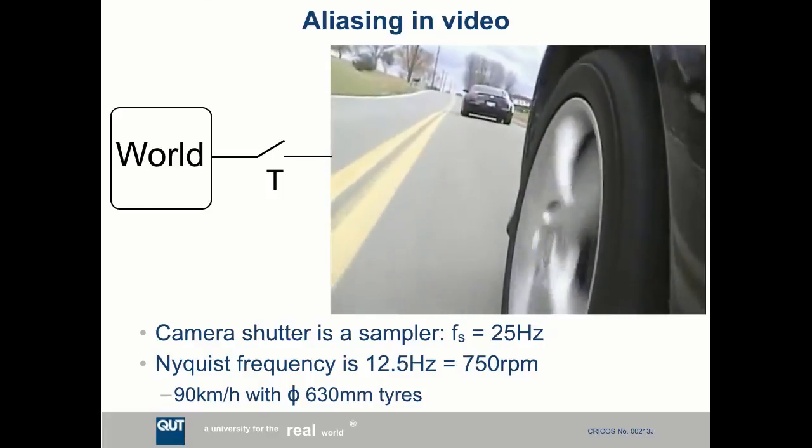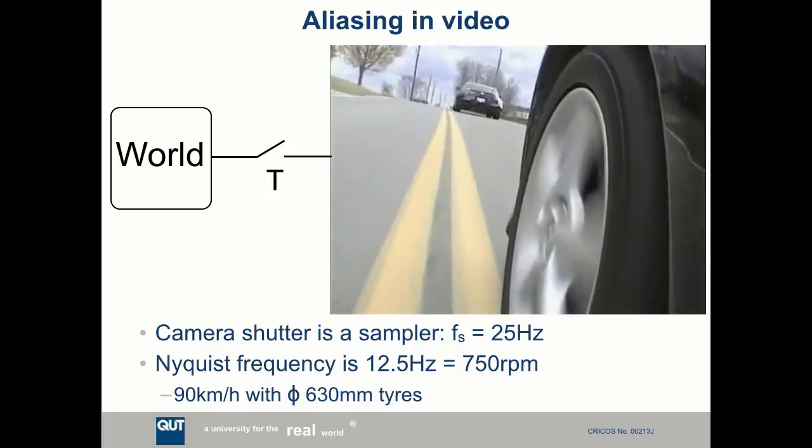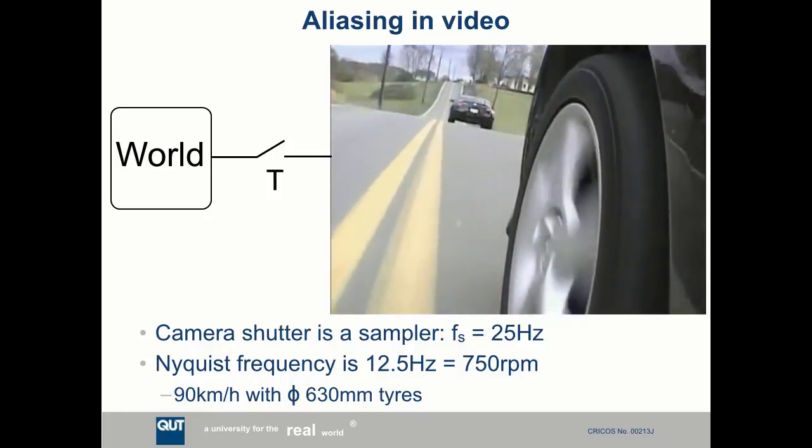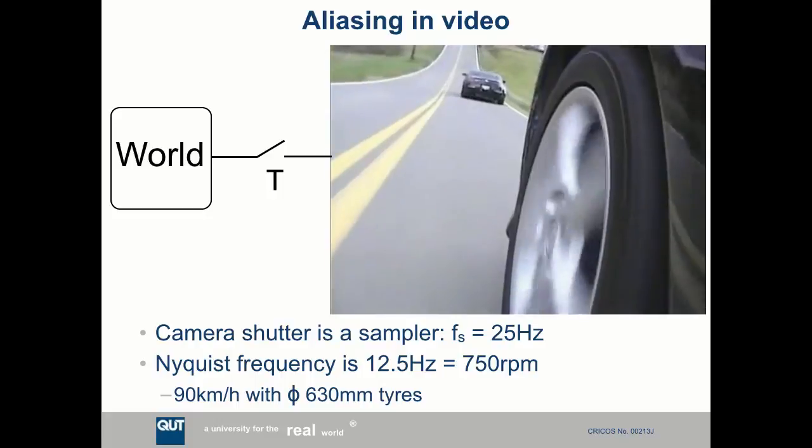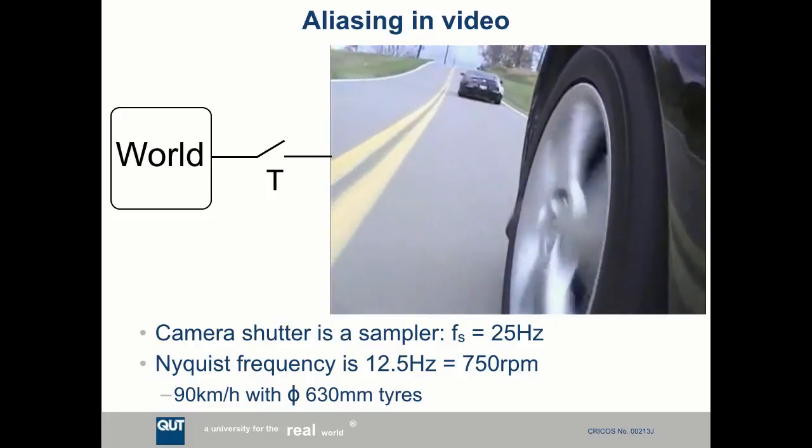So aliasing isn't just some kooky thing that happens in control systems. It can happen in lots of places, particularly with moving objects in the world.